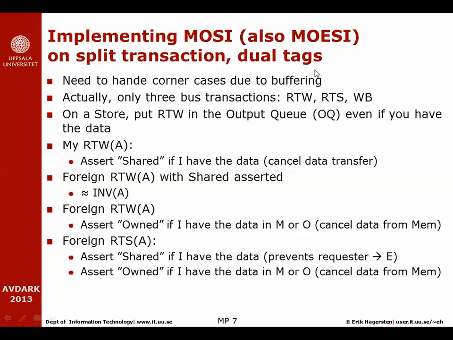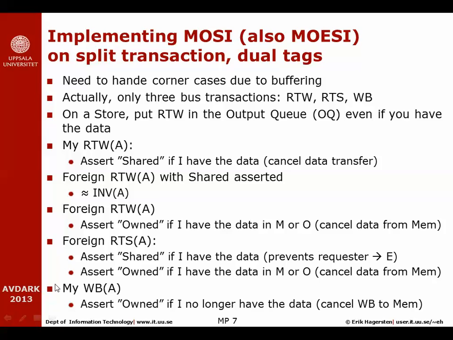You remember in this MOESI protocol there was a choice of going to state exclusive, and that is prevented by asserting the shared line. Also, likewise, as we did for the read to write request, if we see a foreign read to share request and we have the data in state modified or owned, we will raise the owned line, which will in essence cancel the data transfer from memory.